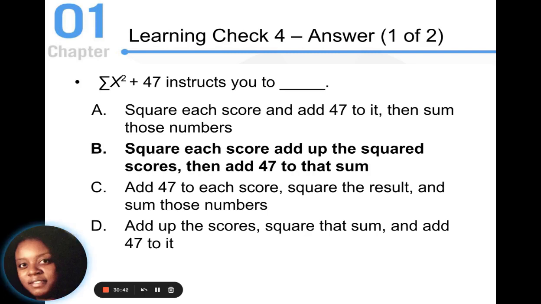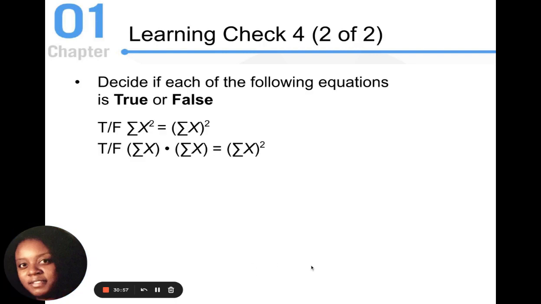The correct answer is going to be B. So first you want to square each score and then add 47, because you want to do what's in parentheses, what's squared, multiplication or division first, and then add or subtract.